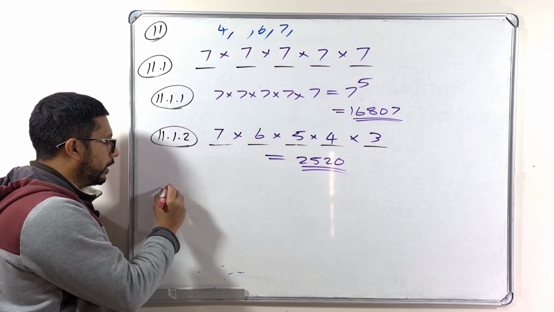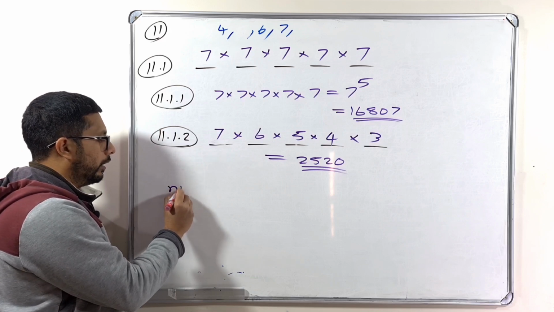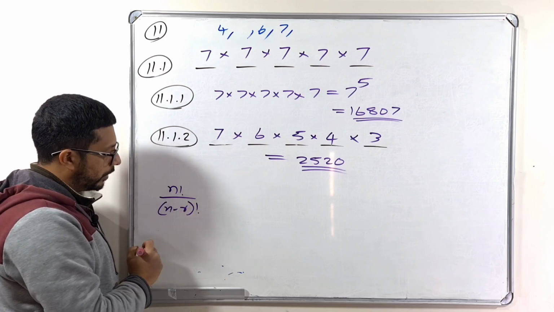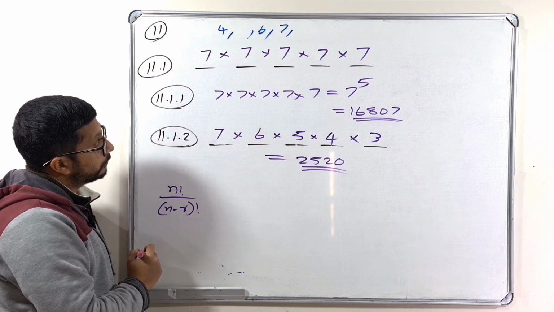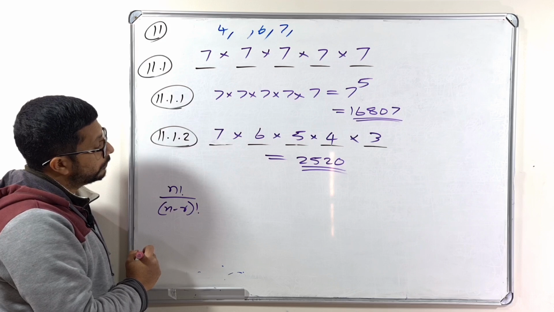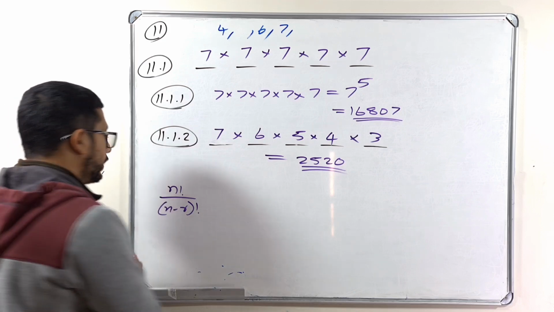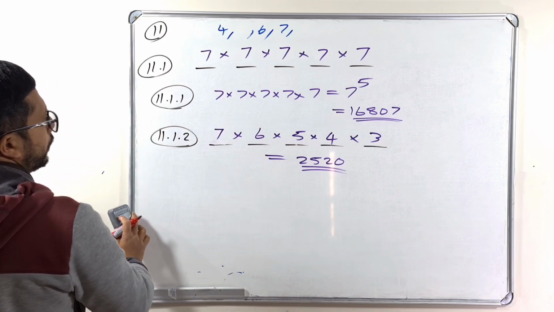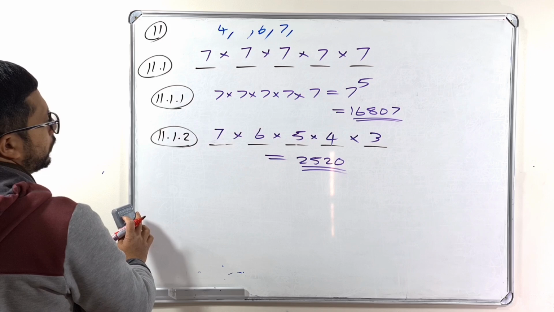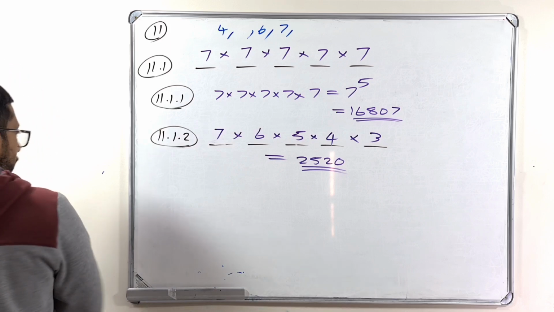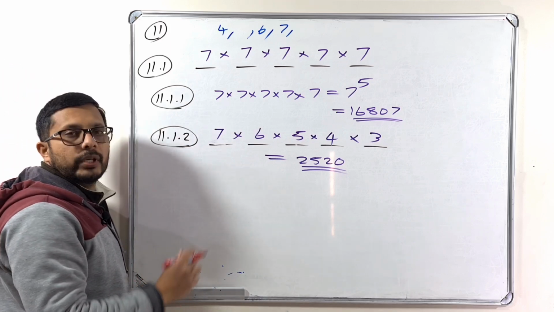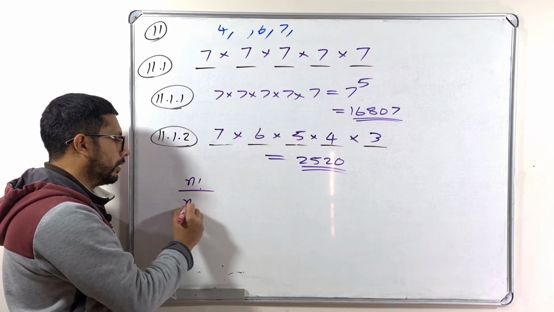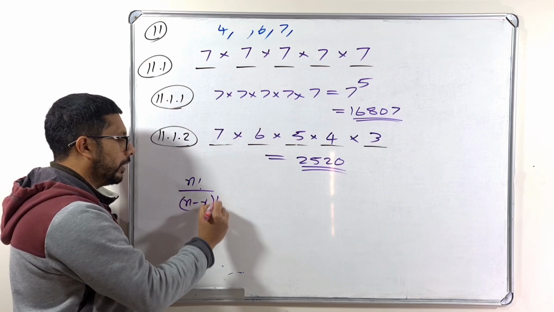There is another method that you can use to find the answer. In theory you studied a formula like this: n factorial divided by n minus r factorial. It's correct. You can do this question like this also.